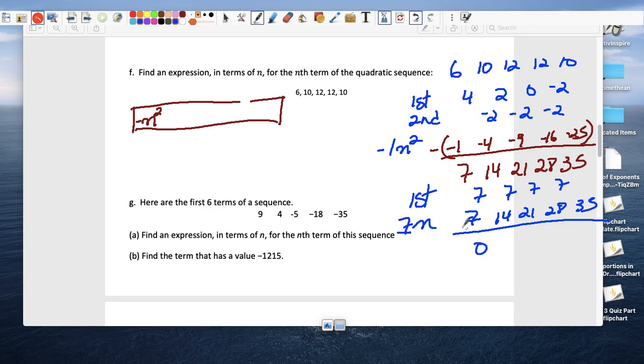That's why when you subtract 7 minus 7, you get 0, 0, 0, 0. So our final answer is negative n squared plus 7n.